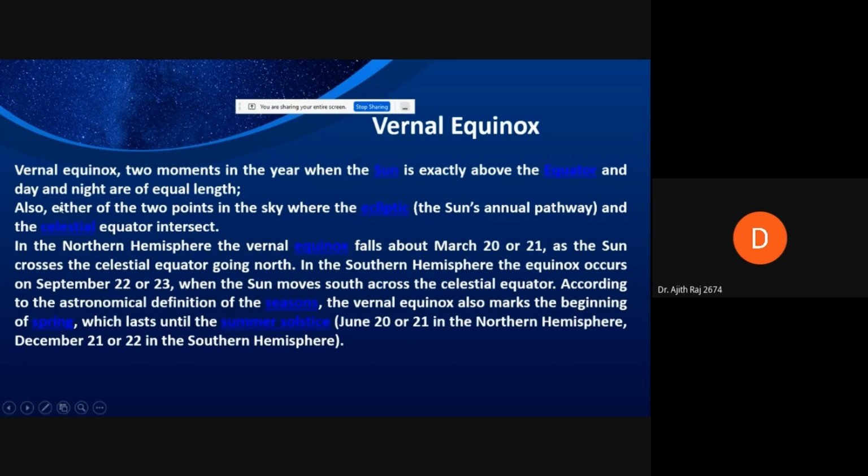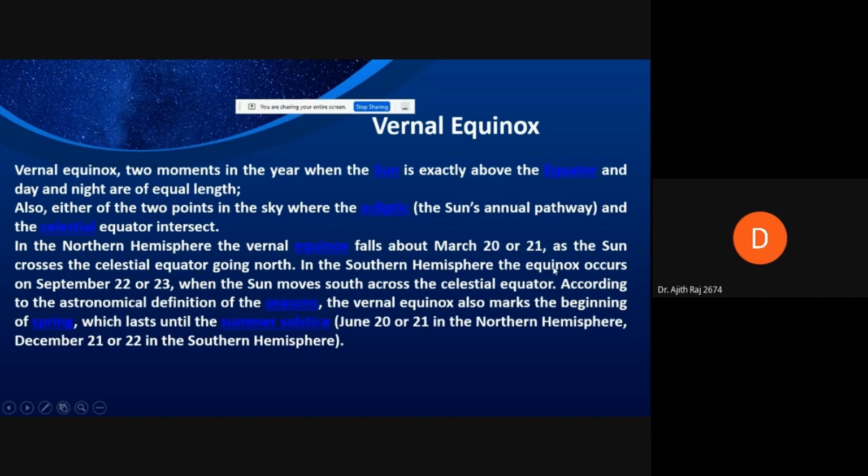So either of the two points in the sky where the ecliptic and the celestial equator intersect, we call the vernal equinox. And in the northern hemisphere, the vernal equinox falls about March 20 or 21, as the sun crosses the celestial equator going north.